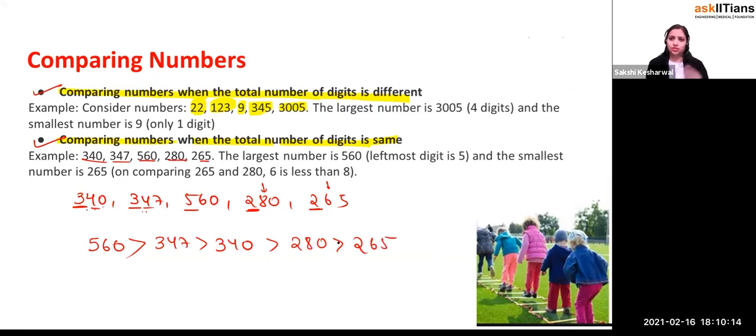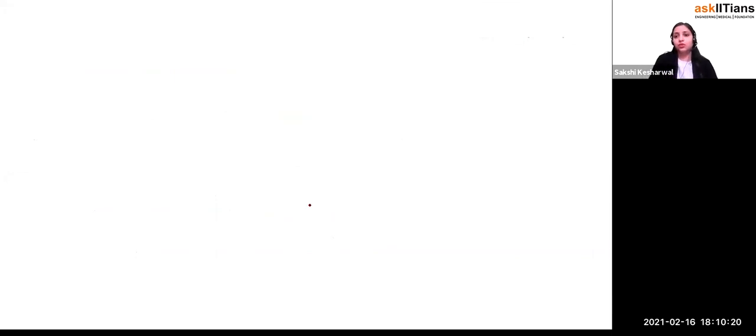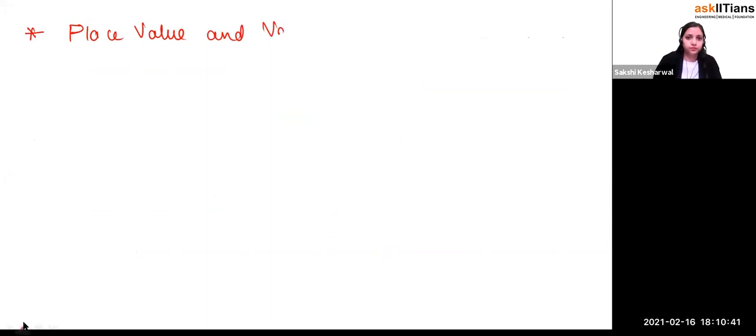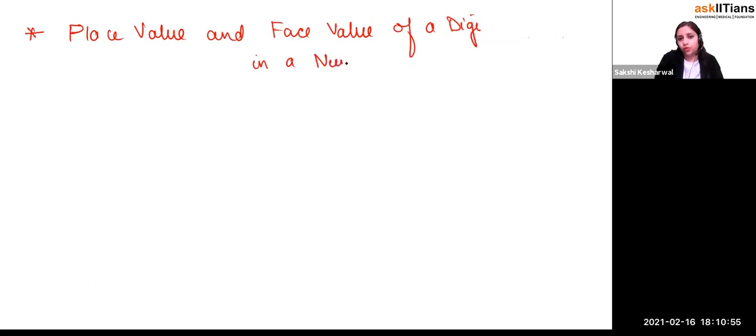This is the way we did the comparison, and I think you're good to go with all these things, right? Before we start, I think everyone knows what the place value of a number is, right? What is the place value? Write down this heading: place value and face value of a digit in a number, right? I think you have already done this.